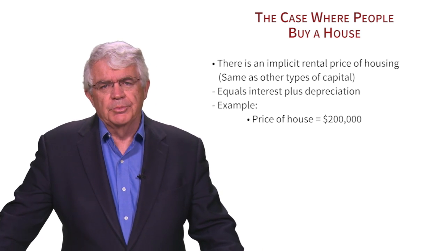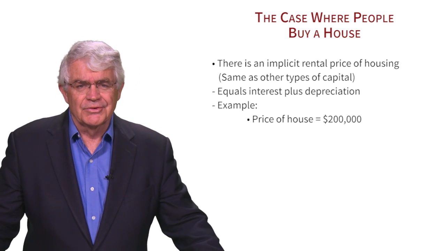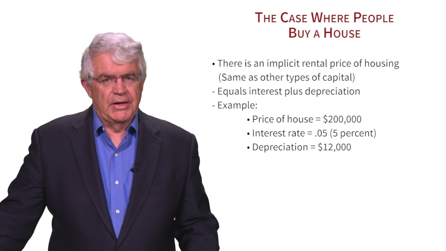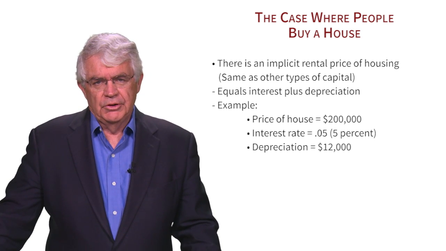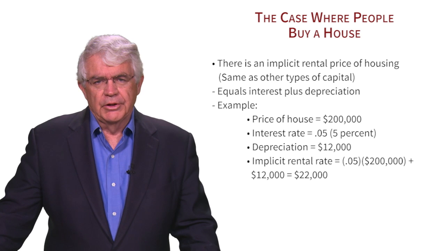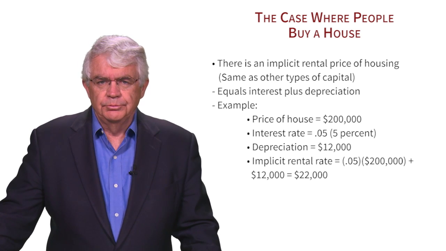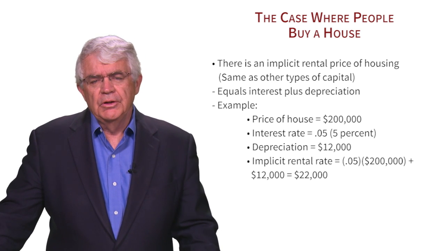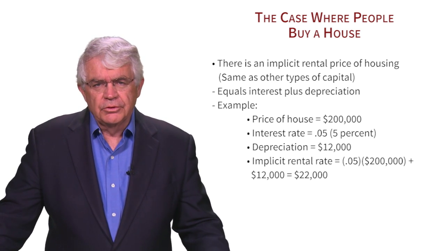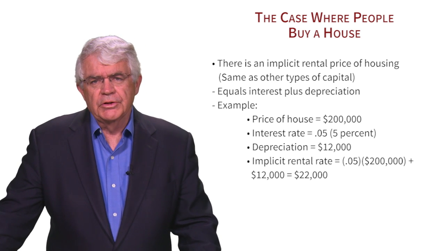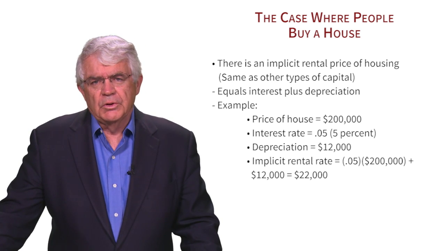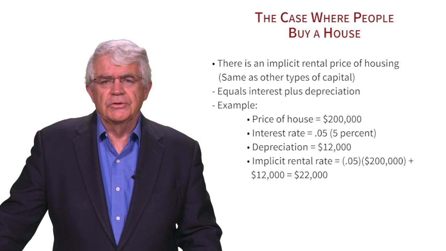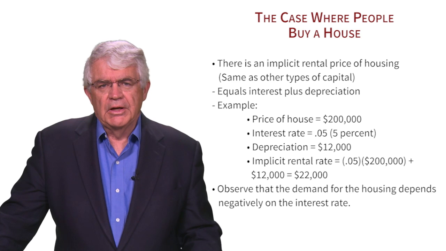So for example, suppose the house costs $200,000, and suppose the interest on the loan is 5%. Suppose the house depreciates by $12,000 in a year. Then the implicit rental rate is going to be 0.05, that's the 5% interest, times the $200,000, that's the interest you're paying to the bank on the loan. The loan, because in case of a house, it's called a mortgage. You're also going to have depreciation of $12,000, and so the total implicit rental rate for the house is $22,000 in this case.